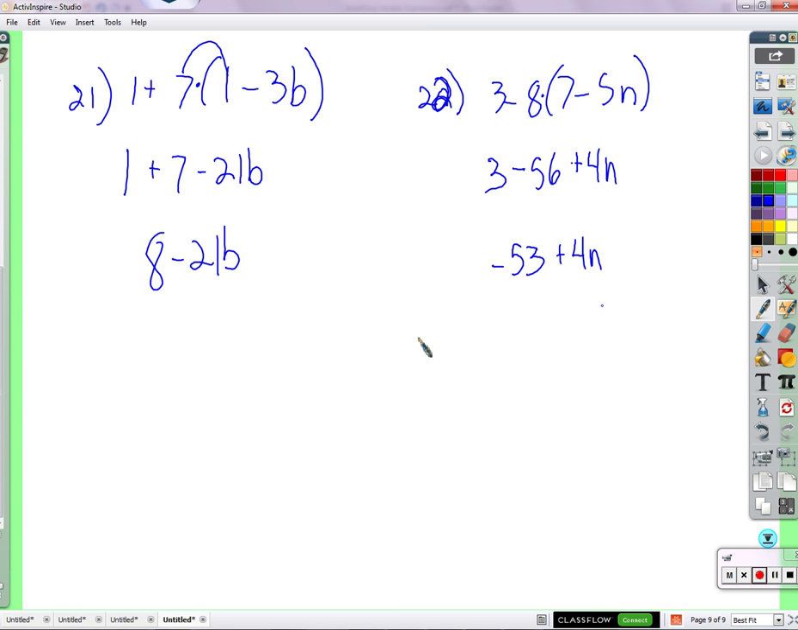One last quick question on this, number 18. How do I handle this problem?